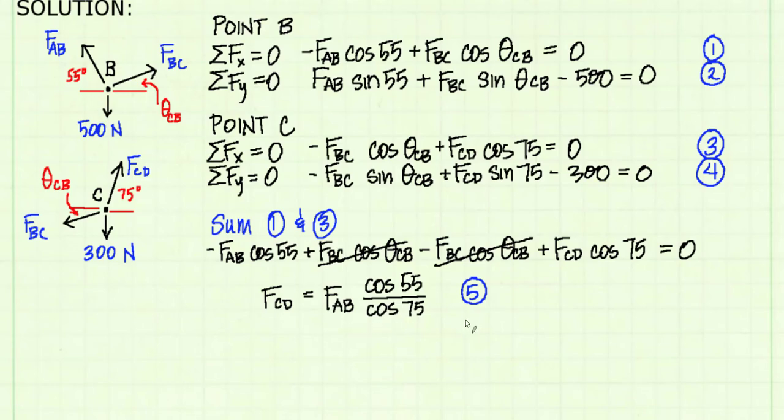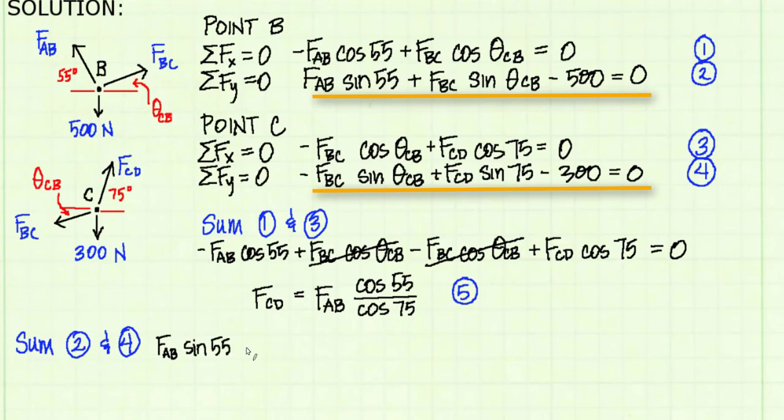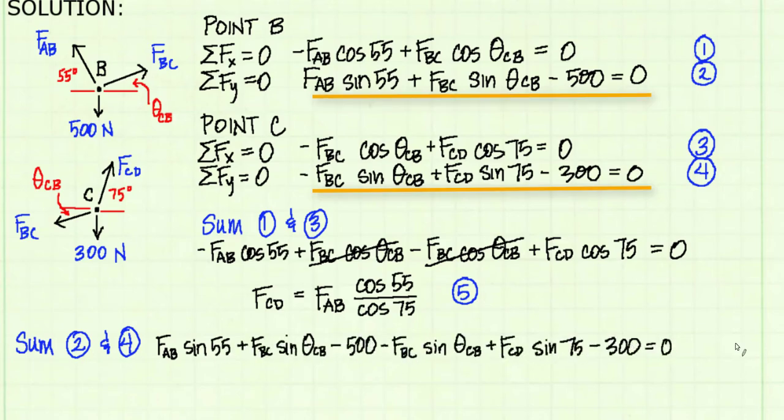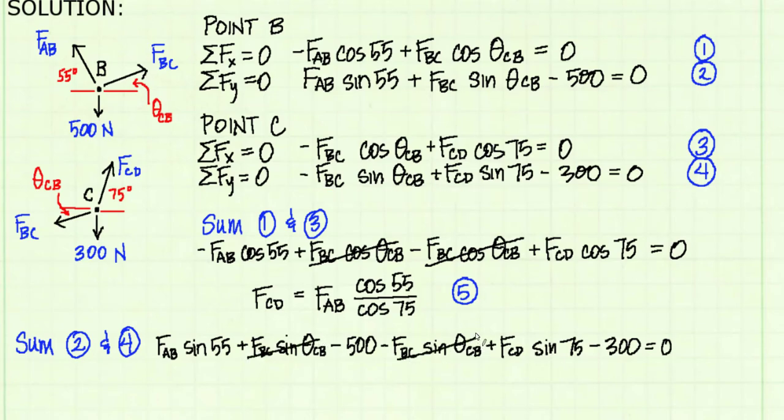And now I'm going to continue by summing equation 2 and equation 4. You can see what's going to happen. My sine of theta CB is going to cancel out when I sum those 2 equations. Now the second term and the fourth term cancel each other out, and we're left with just 2 unknowns, force AB and force CD. So I'm going to substitute the value for force CD, which is equation 5, into equation 6. And this will allow me to solve for my unknown force AB.